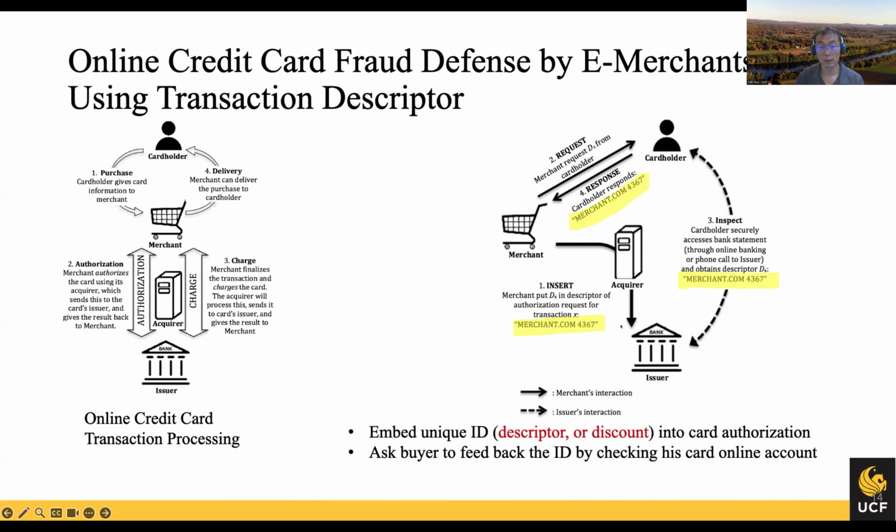If the card holder tells this number back to the e-commerce site correctly, then this is a real card holder, because he can check his online statement. If the card holder is an attacker, the attacker doesn't have access to the actual online credit card account, so the attacker cannot provide this unique number correctly back to the e-commerce site. So this is a way for the e-commerce site to verify whether this is the real card holder or the attacker. This is the basic idea. Of course, the e-commerce site cannot do this very frequently. It only does it for any card holder that is suspected to be an attacker.